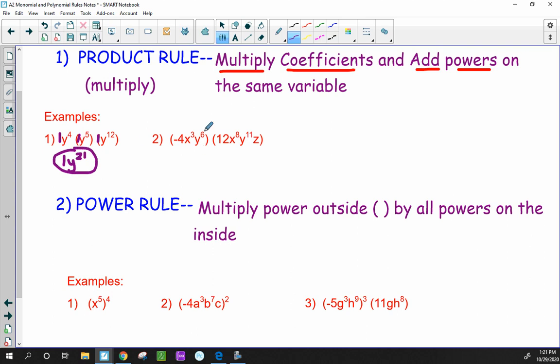Okay, number 2, I have a monomial here in the first parentheses. This is considered one term, even though it does have a coefficient and two variables. Notice that it's all being multiplied together. This is also considered one term. Everything's being multiplied together. The parentheses indicate that I'm supposed to multiply this monomial times this one. We're going to multiply coefficients first, negative 4 times 12.